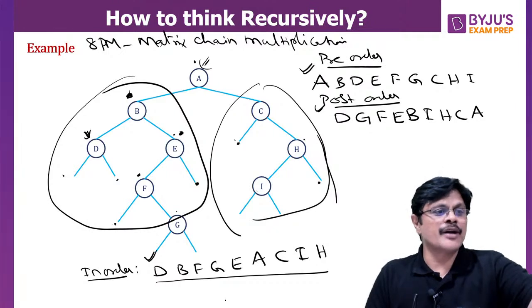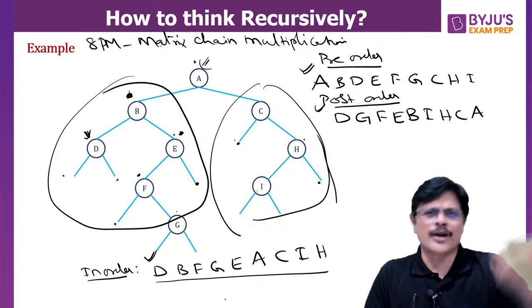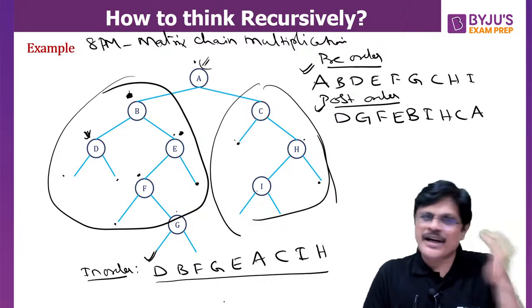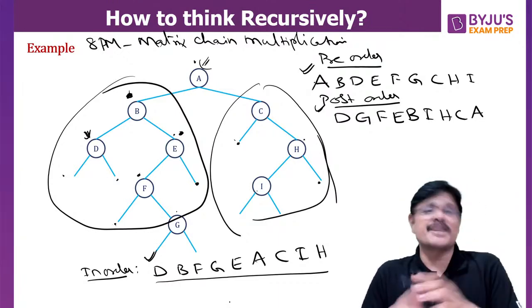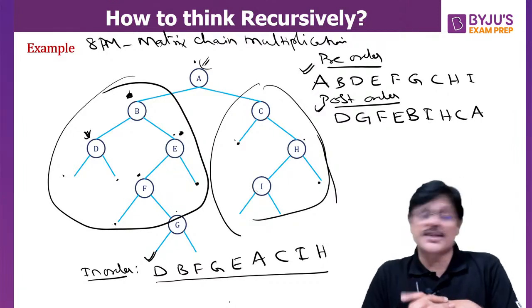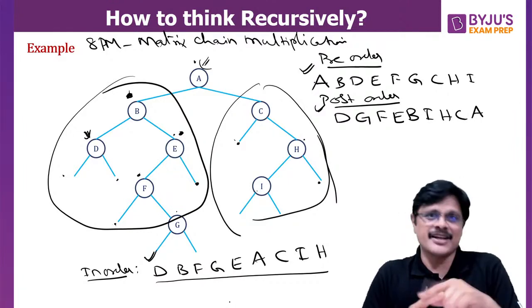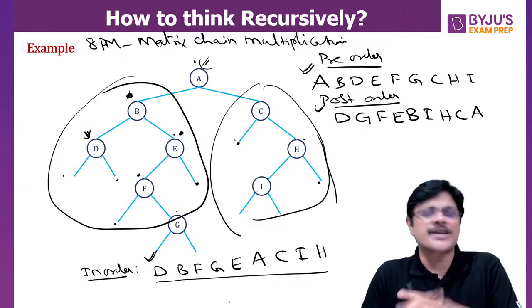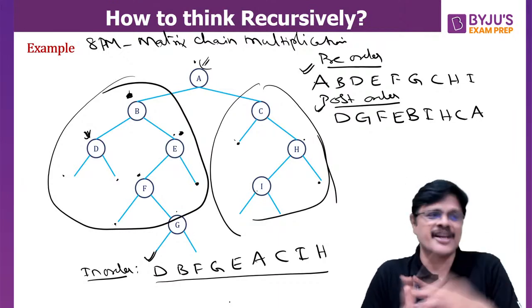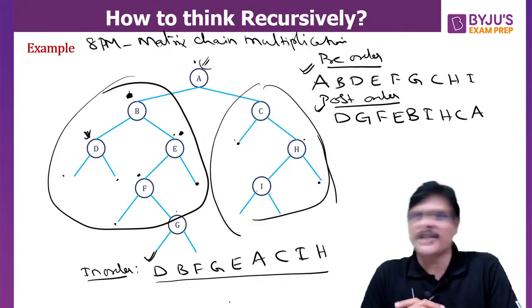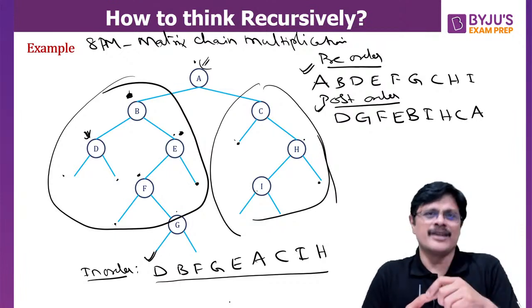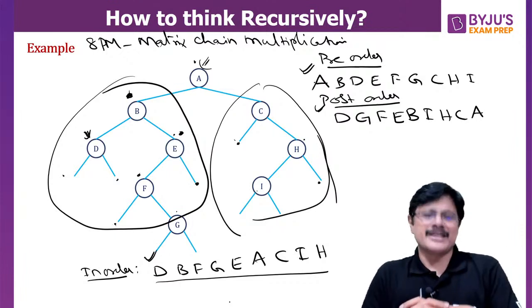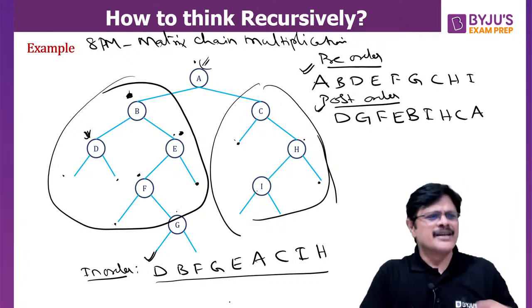From pre-order and in-order, we can construct a binary tree. From post-order and in-order, you can also construct a binary tree. And if it is a binary search tree, from pre-order and post-order also, you can construct the binary search tree. Normally, from pre-order and post-order, you cannot construct a binary tree. But if it is a binary search tree, you can. Actually, level order traversal with pre-order can also construct the binary tree, my dear friend. Level order with in-order traversal also.